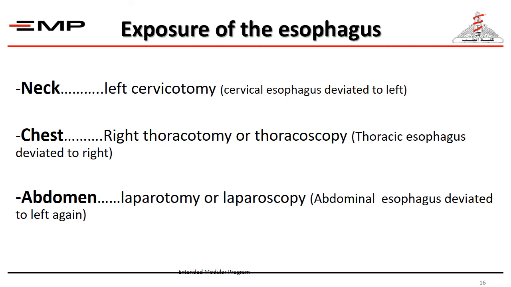While in the chest, the esophagus becomes deviated to the right, so the best approach is to go through a right thoracotomy or thoracoscopy. In the abdomen, the esophagus returns back to the midline, so laparotomy or laparoscopy are the two approaches for exposure of the abdominal esophagus.